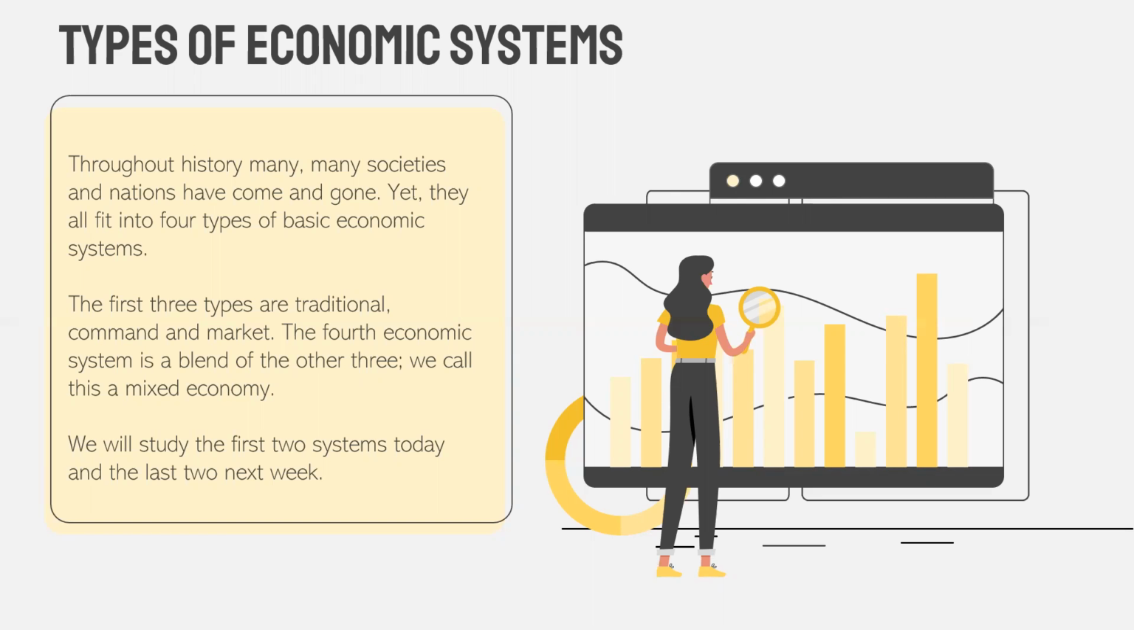Then we have a fourth, which is the last economic system, which is a blend. That means a mix of the other three, and that is what we call a mixed economy. As I said before, what I will do is explain the first two, traditional and command, in this class, and then next week on March the 12th, we will see the last two.